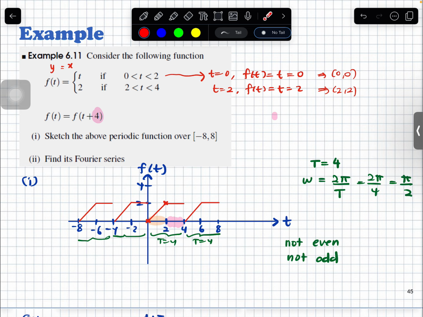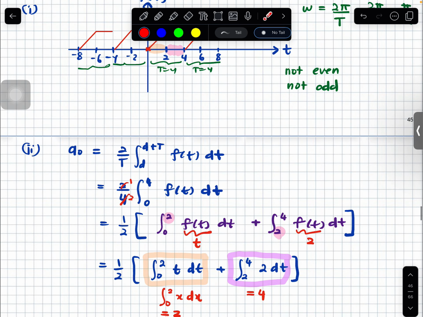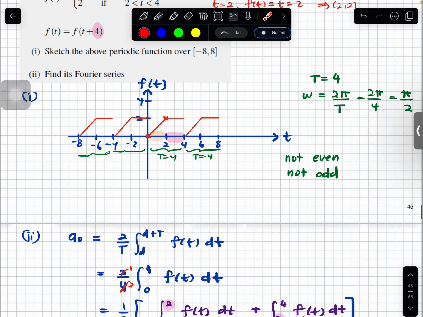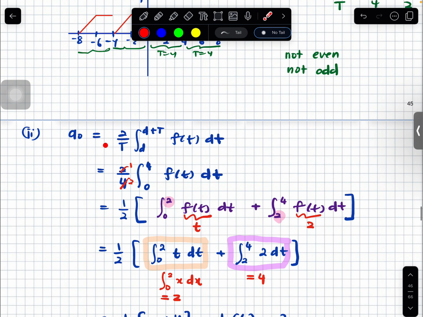So f(t) is neither even nor odd, so we cannot use the properties of even and odd for this case. But it's okay. Next, we proceed to find a naught, because to fulfill the Fourier series, you have to calculate a naught. By using the exact formula from the math formula book, a naught is 2 over T integral of f(t) dt.